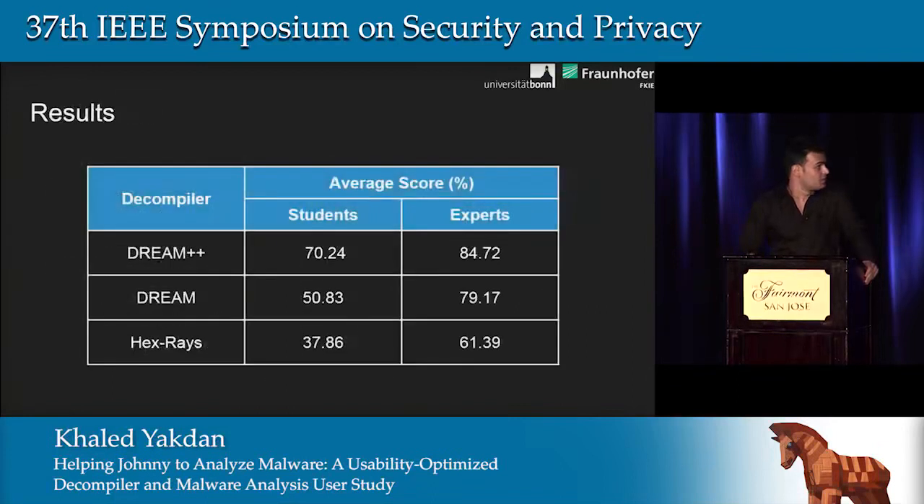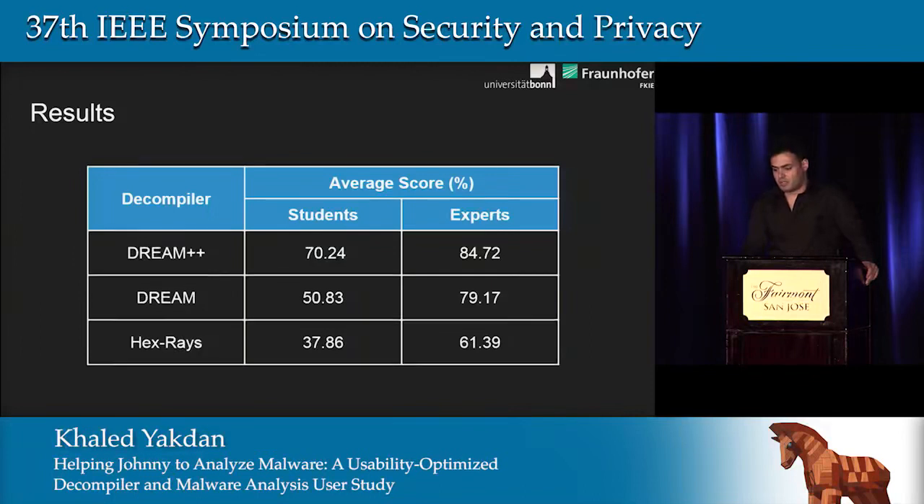Here is the table that shows the results. The table shows the average scores achieved during the study. The columns show the two groups of participants, and for each cell you see the average score achieved by each group for each decompiler. You see here that in both groups, participants performed better using Dream++ than with Dream, and better than Hex-Rays. And unsurprisingly, in all of the tests, the experts were better than the students.